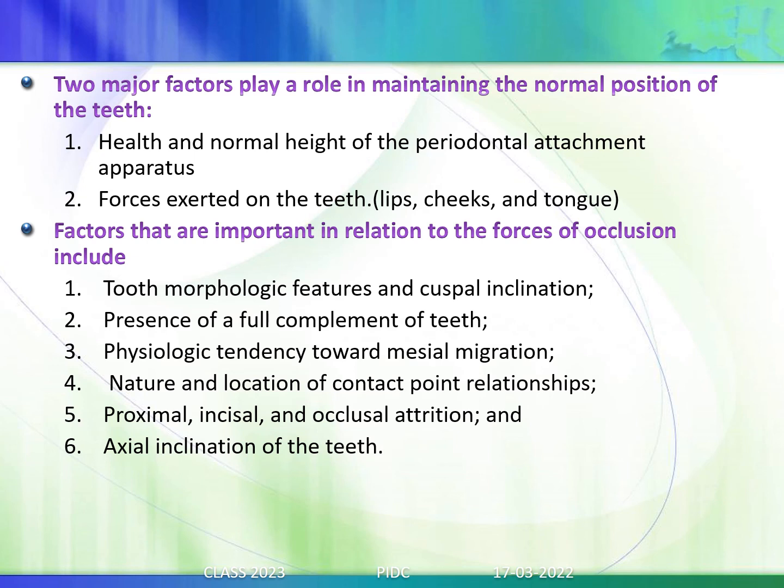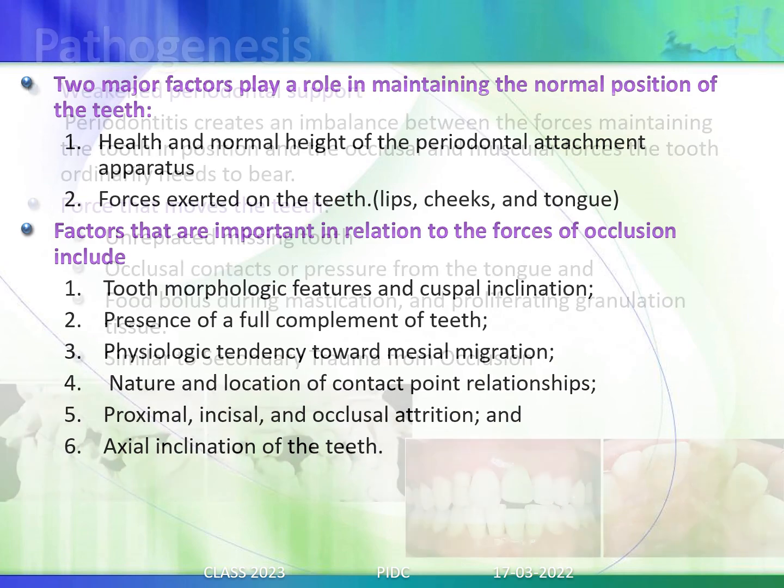macroglossia. Factors that are important in relation to the forces of occlusion include tooth morphologic features and cuspal inclination, presence of a full complement of teeth, physiologic tendency towards mesial migration, nature and location of contact point relationships, proximal, incisal and occlusal attrition, and axial inclination of the teeth.